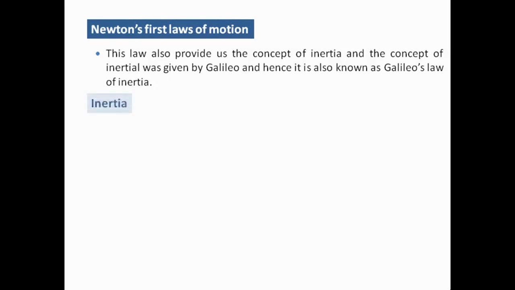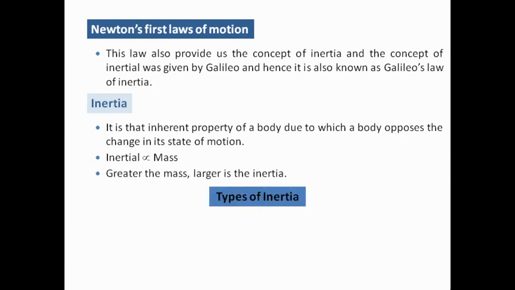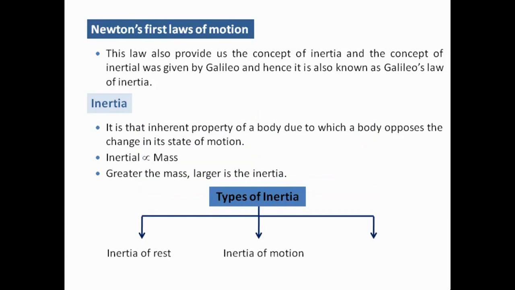Now, what is inertia? Inertia is that inherent property of a body due to which a body opposes the change in its state of motion. Inertia is directly proportional to mass. It means greater the mass, larger is the inertia. Types of inertia. There are three types of inertia. First one is inertia of rest. Second one, inertia of motion. And the third one is inertia of direction.